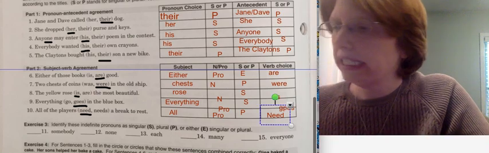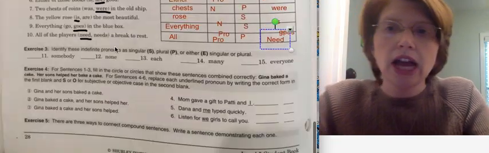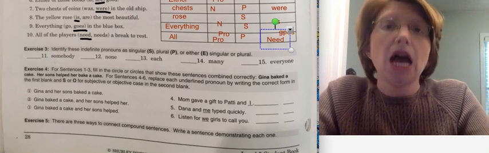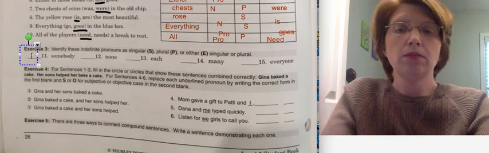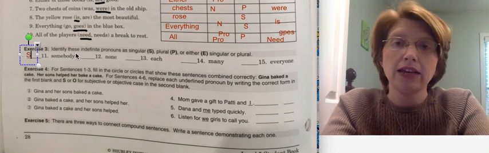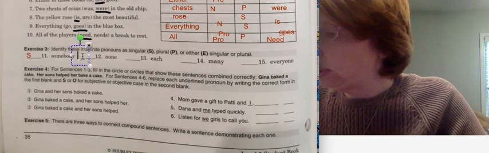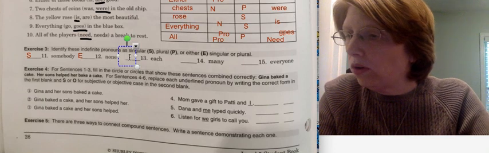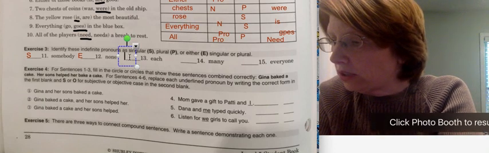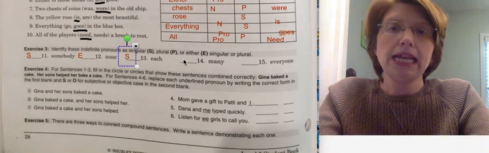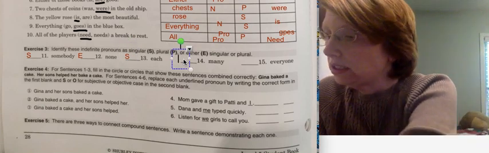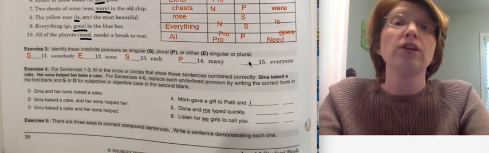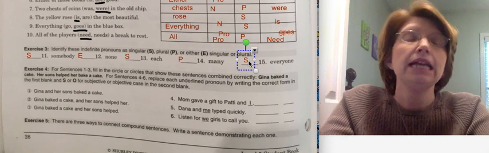Okay, now let's look back at our list on page 124 to decide what these are for exercise 3. Somebody. Remember, somebody is singular because it ends in body. None. Look at your list. None can be either. Each. Where's each? Each is going to be singular. And many, find it. Do you see it on your list? It's plural. And every one ends in one, so it is going to be singular.